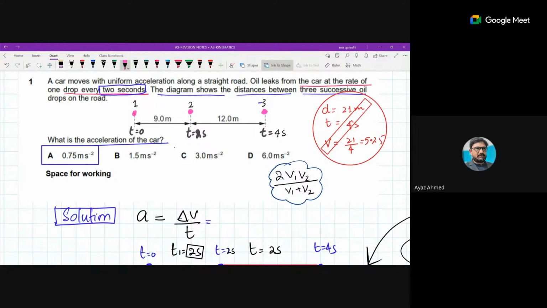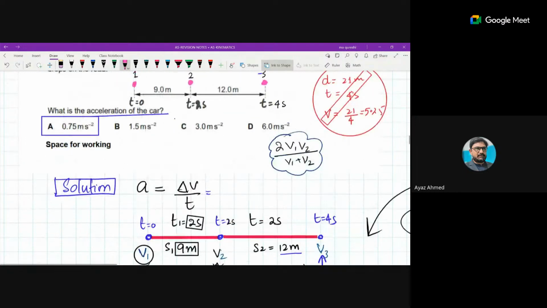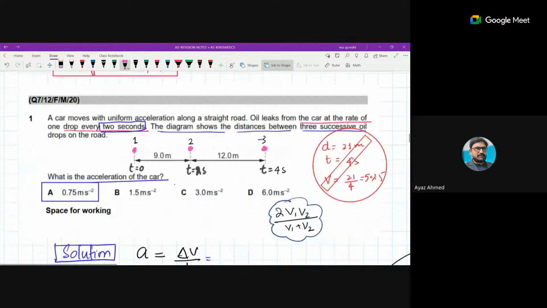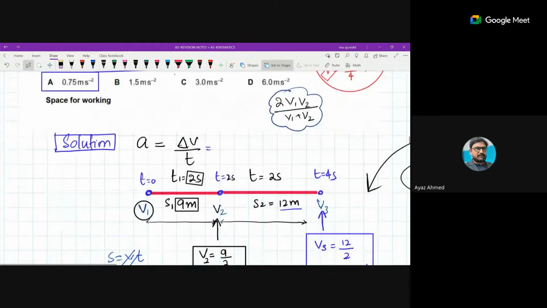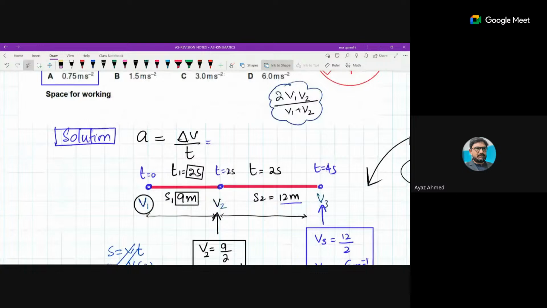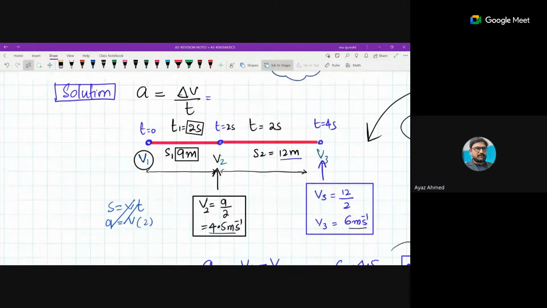This question has different approaches. It's an MCQ, so no working is required, but the right approach is required. For that, if I go to this solution, acceleration is delta v by delta t, right? Being a student, I will start right from here, by the defining equation: acceleration is delta v by t. So delta v, I have to find what the change in velocity is.